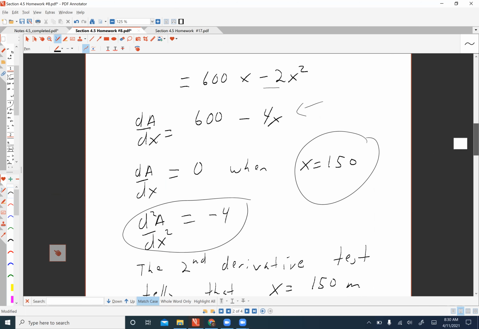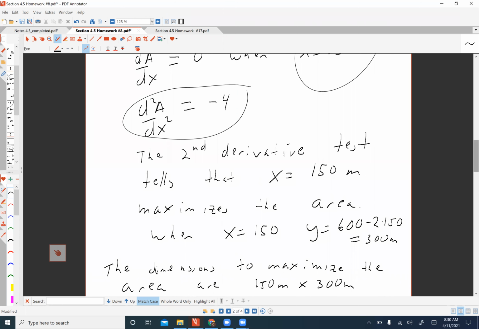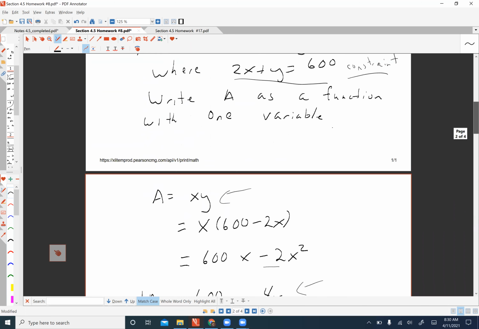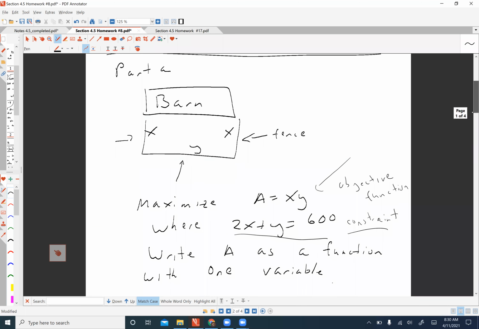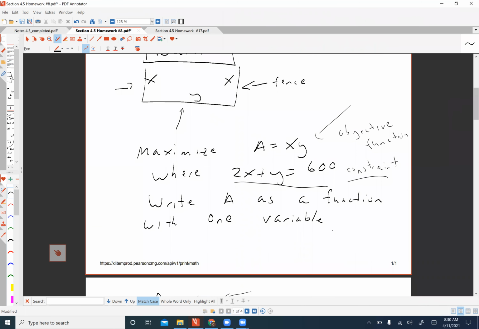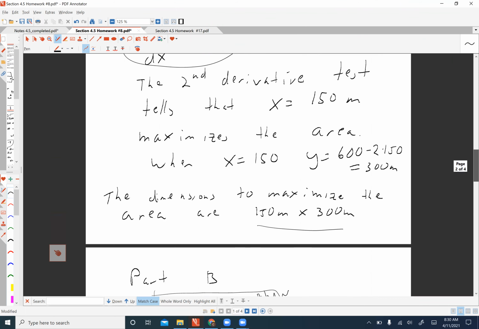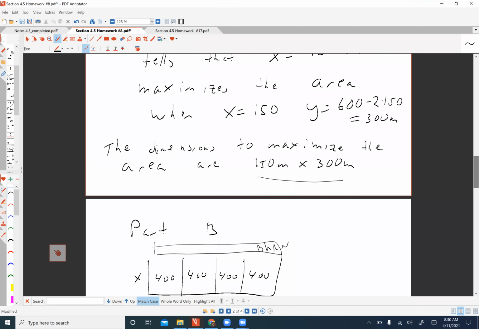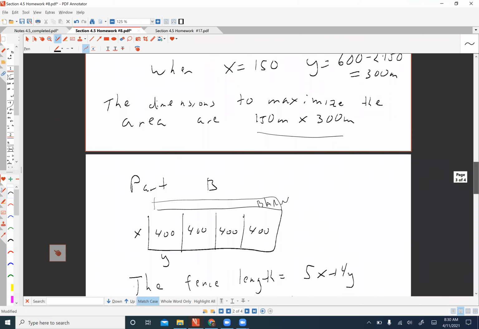And then make sure we find the length of the other side. If you're actually typing it into MyLab, it will not mark it as correct or even let you go on, I think, until you enter both numbers. So when x is 150, we just use this constraint, 2x plus y is 600. If x is 150, y would be 300. So the dimensions would be 150 meters by 300 meters, and that will maximize the area.